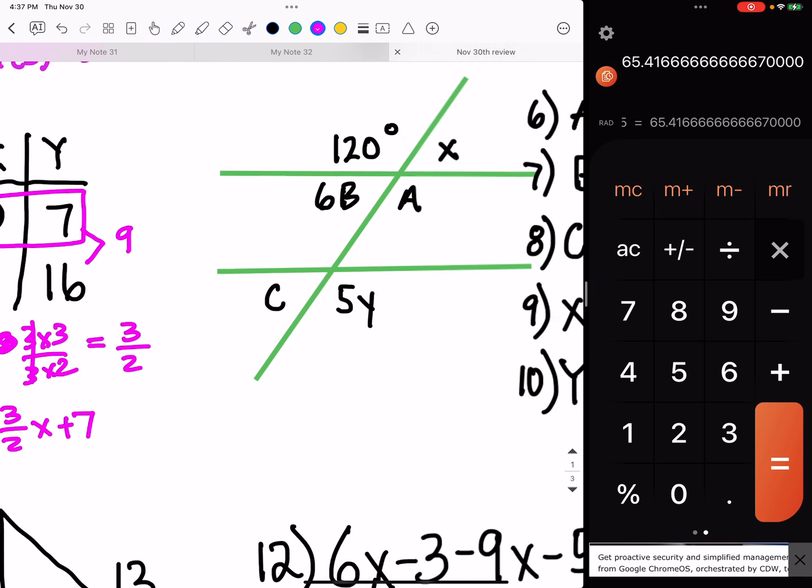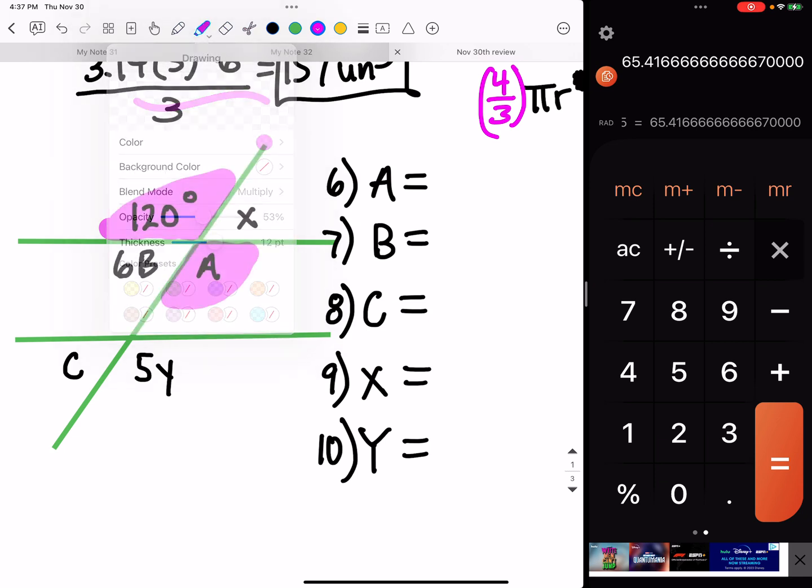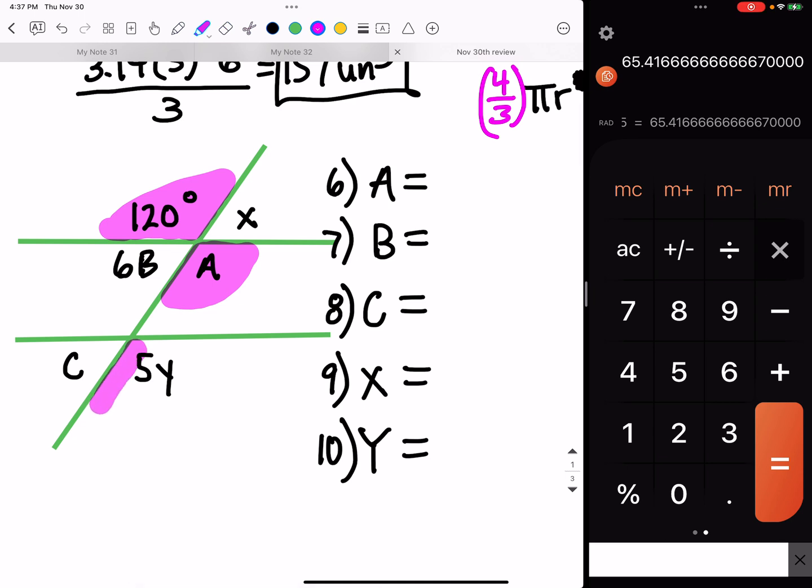All right, these ones. I know that this is 120 degrees. I know right here is 120 degrees because it's on the opposite side of the x. It's a vertical angle. All right, I know that right here is 120 degrees because this is the alternate exterior angle with 120 degrees. And this is also the matching, this is the corresponding angle. So these four are all 120.